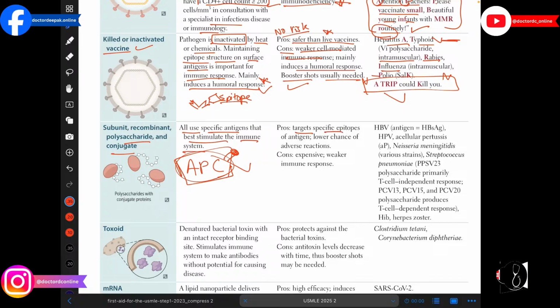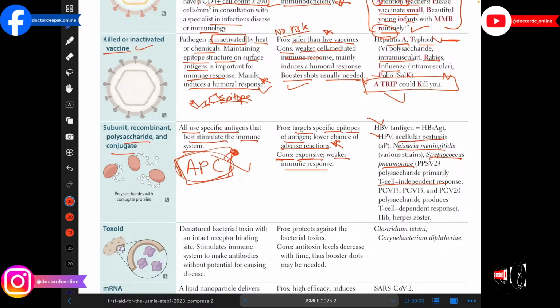They target specific epitopes of the antigen and have a lower chance of adverse reaction. And what are the contraindications? They are often expensive and have a weaker immune response. Basically, we are using them for the hepatitis B virus, human papilloma virus, acellular pertussis, Neisseria meningitidis, and Streptococcus pneumoniae. Also, they produce T-cell independent responses.